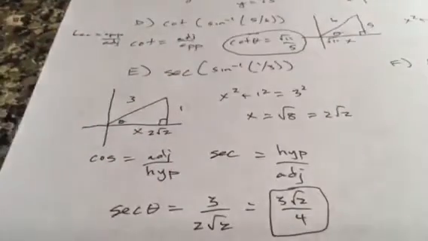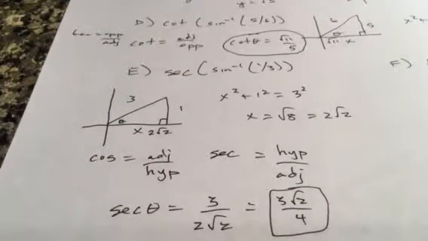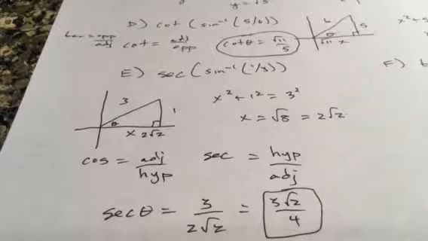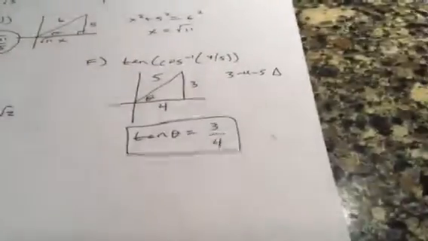Okay, I want secant of sine inverse 1/3. So first quadrant, opposite over hypotenuse. Pythagorean theorem gives you √8, which is 2√2. Cosine is adjacent over hypotenuse, so secant is hypotenuse over adjacent. You get 3 over root 8, or 3 over 2 root 2. Then you can multiply top and bottom by root 2. You get 3 root 2 over 4.